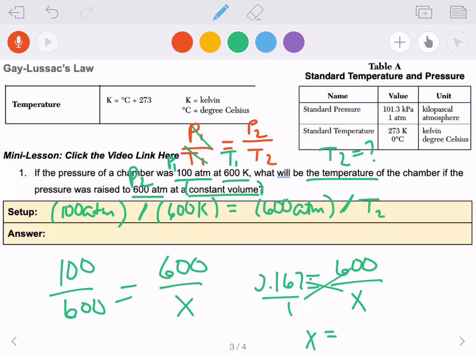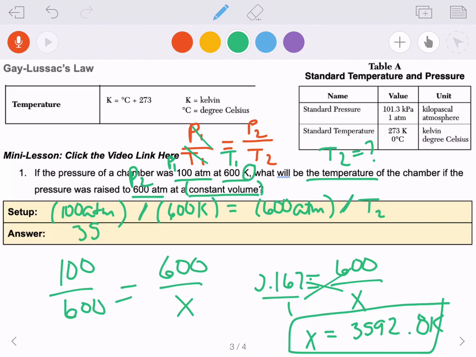So when I divide 600 by 0.167, what I get is my final temperature, which is about 3592.8 Kelvin. So that'll be my final temperature. And again, I want to make sure that I include my units of Kelvin because that's how we measure temperature in this equation. So for my answer, my T2, my final temperature, is 3592.8 Kelvin.